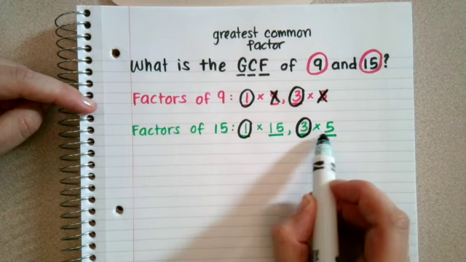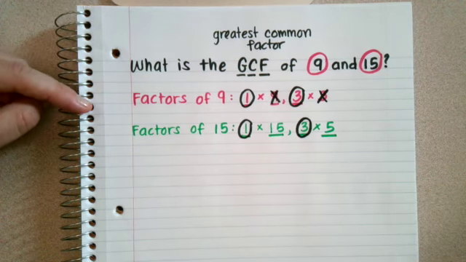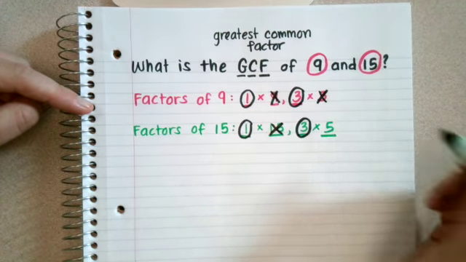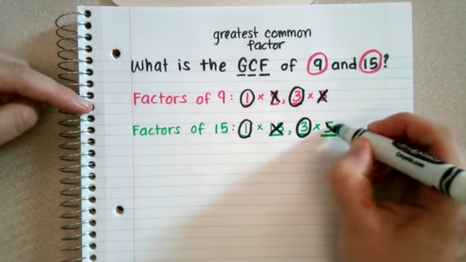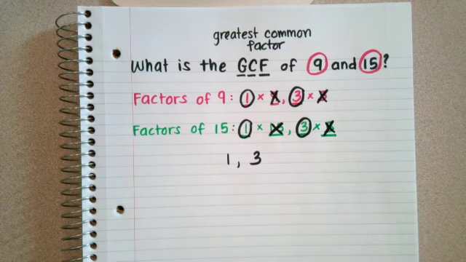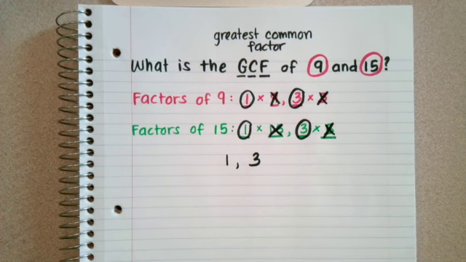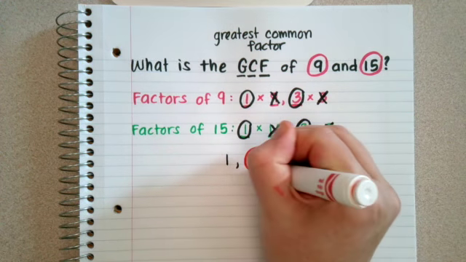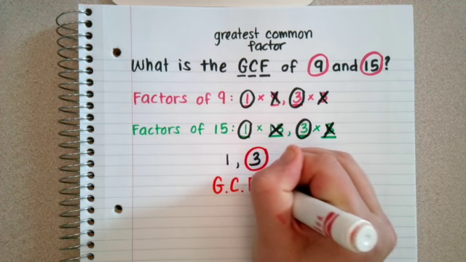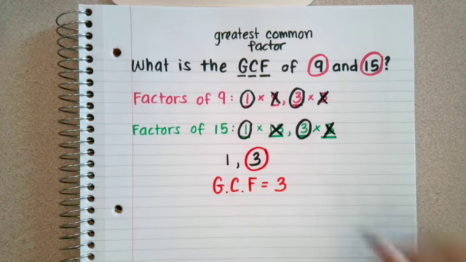So now I'm going to go down here and just check the factors I have left. So 15, of course, is not a factor that they have in common, and neither is 5. So now I have the common factors 1 and 3. Those are the two factors that these numbers have in common. So all you have to ask yourself as the last step is, which one is bigger? And of course, we know that 3 is bigger than 1, so the greatest common factor is 3.